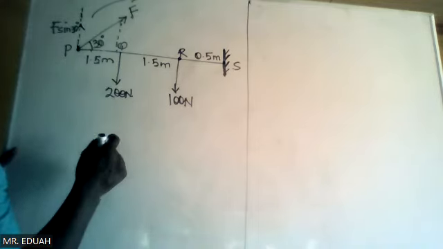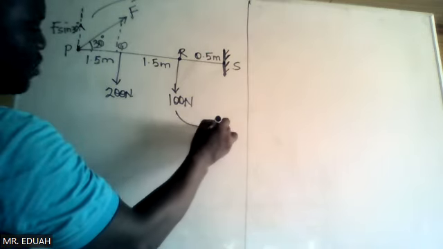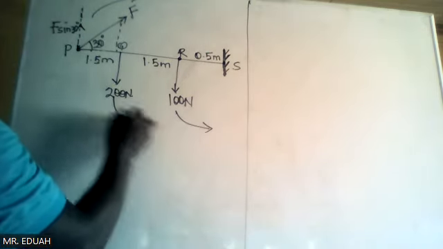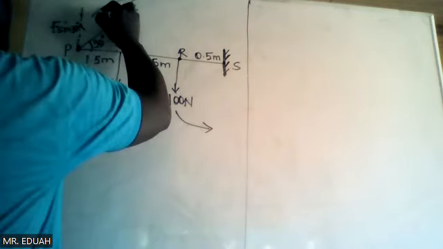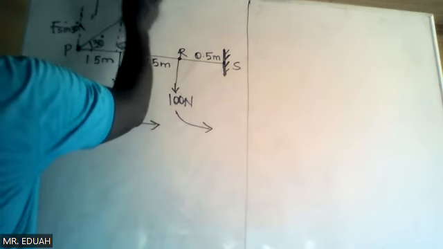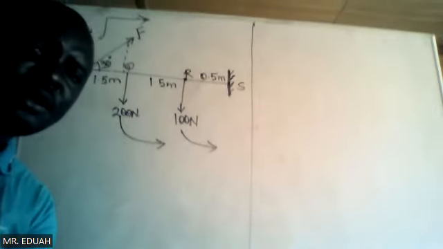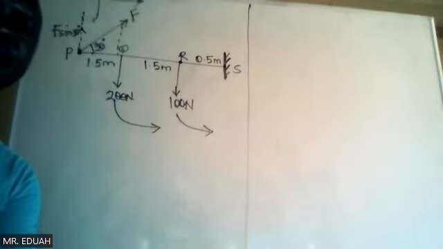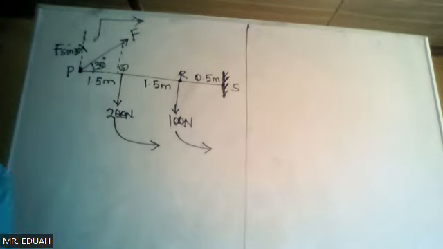Let's identify the anti-clockwise moment. This will give us an anti-clockwise moment. This will also give us an anti-clockwise moment. Whereas the vertical component would be the only clockwise moment around the bar. Class, are we okay? Yes. Are we okay? Good.